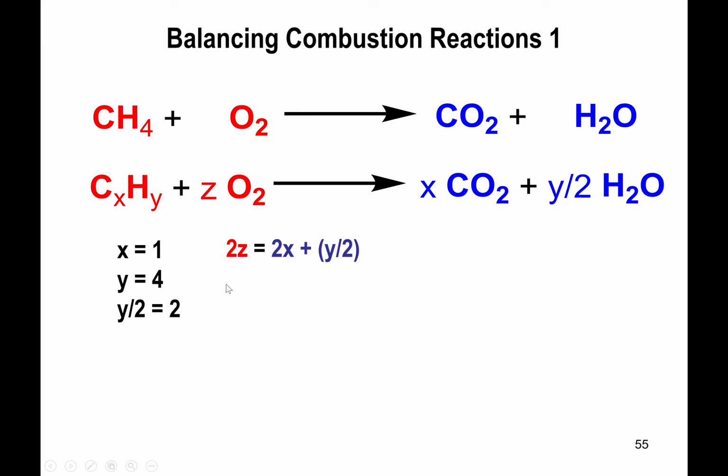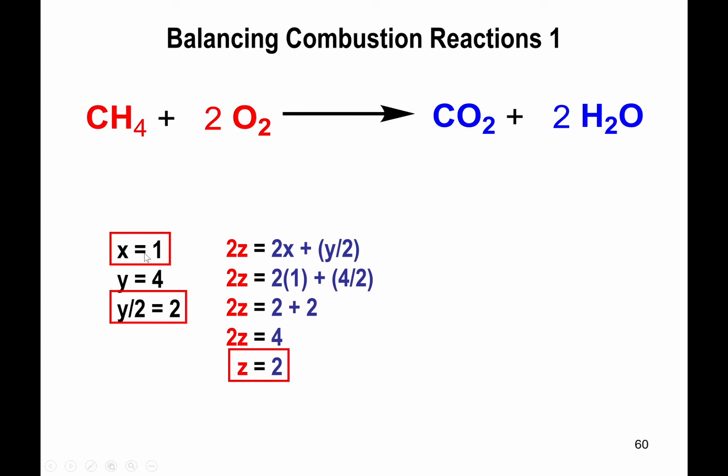You know that x equals 1, you know that y equals 4. So you're going to find out that 2z equals 2 plus 2, which means that 2z equals 4, which means that z itself equals 2. And the moment this happens, you have found out your three balancing coefficients. X equals 1, y over 2 equals 2, and z equals 2. And so you just input the values into your balanced equation.